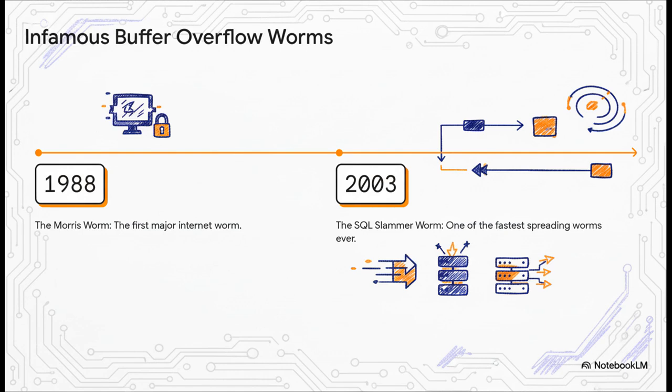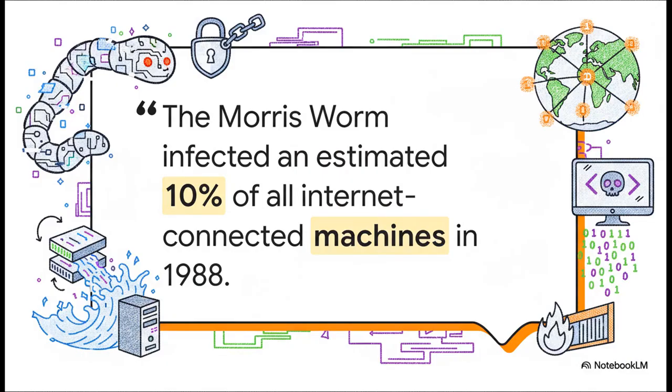First, the Morris worm in 1988, which was basically the internet's first big wake-up call. And then SQL Slammer in 2003, which showed the world a terrifying new level of speed. And you guessed it, both were powered by buffer overflows. I mean, just let that sink in for a second.